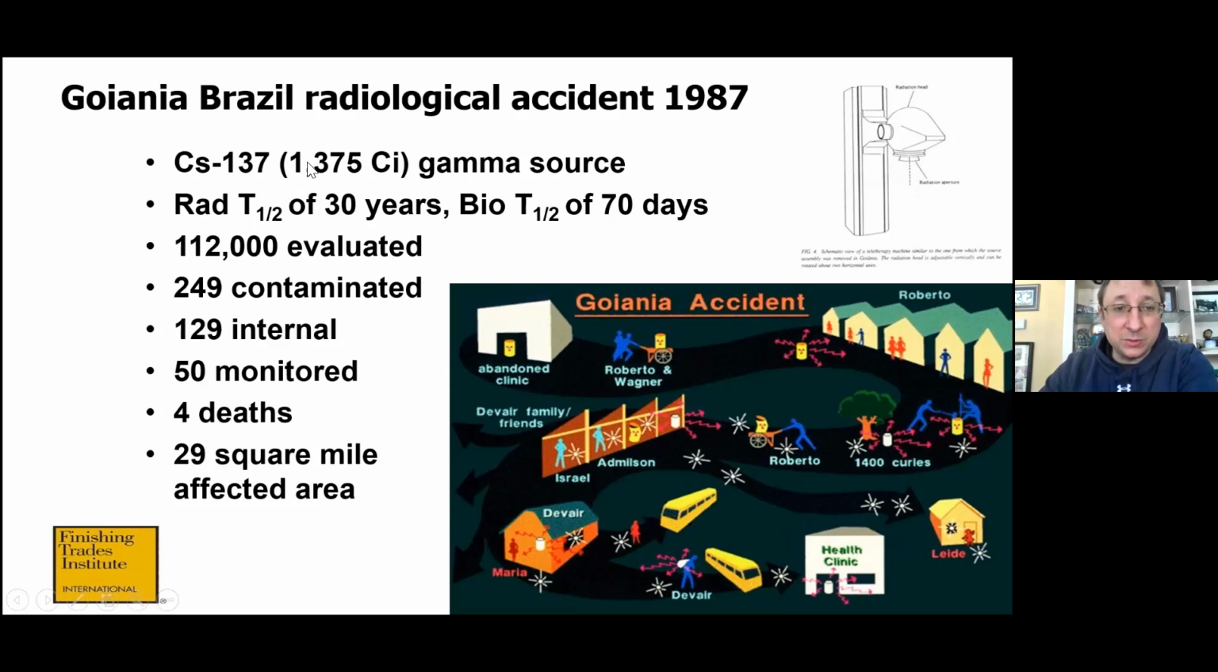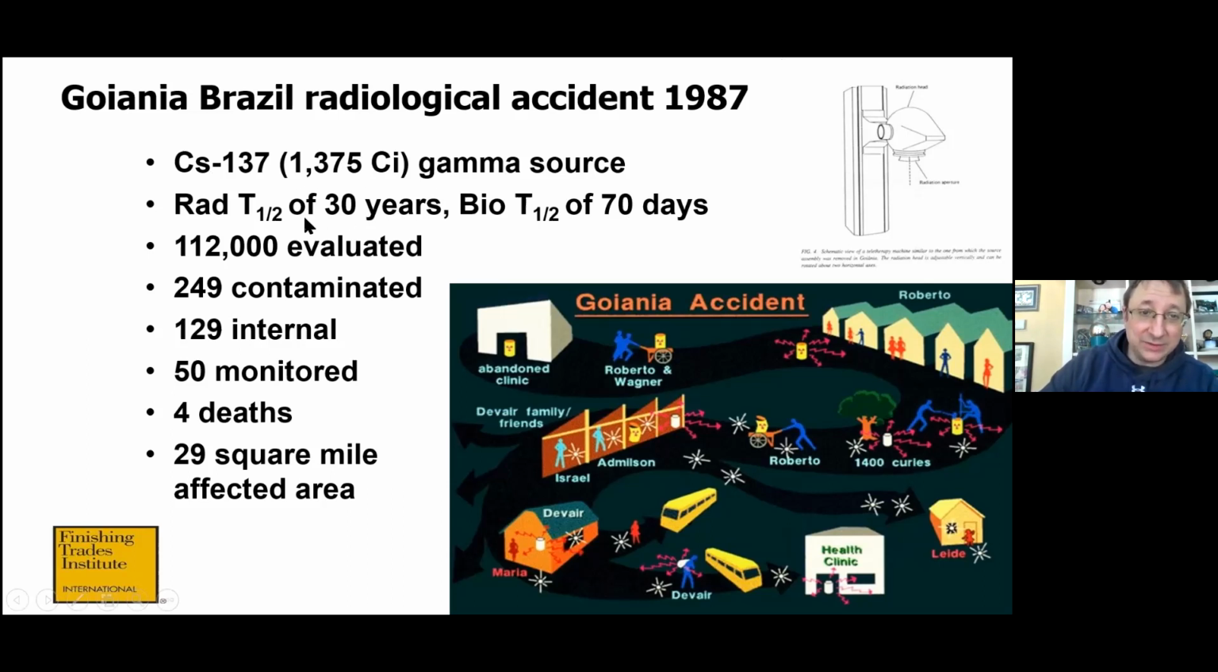The intensity of the source was 1,375 curies, which is very strong. And I'm going to compare that to some biological damage later on in the module. So we'll get back to this number, but this is a really high source. Cesium-137 has a radiological half-life of 30 years. So after 30 years, half of those radioactive cesium-137 atoms turn into something else. The biological half-life, which is different, is the time it takes for half of that chemical in your body to be eliminated. That is 70 days.